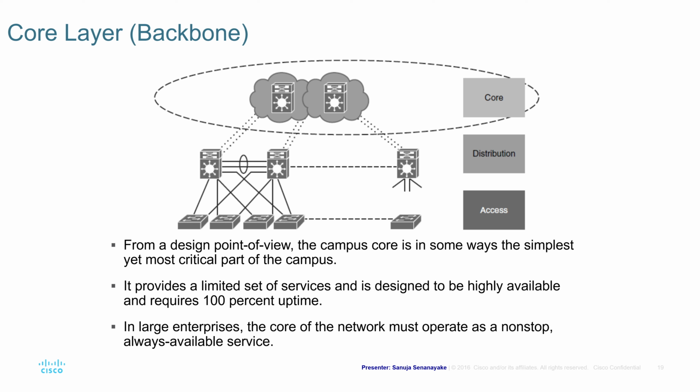Those include the servers and other equipment within that. In large enterprises, the core of the network must operate as a non-stop, always available service, such as, like I mentioned, a server. So you need to make sure that the core layer in this hierarchical network design is a highly available system that has almost always 100% uptime. Even though it is very simple, it is the most critical layer of your network.